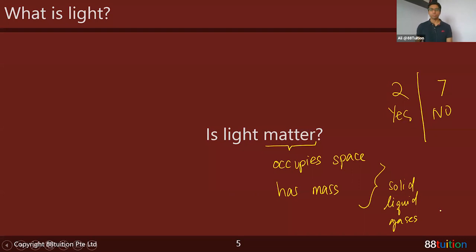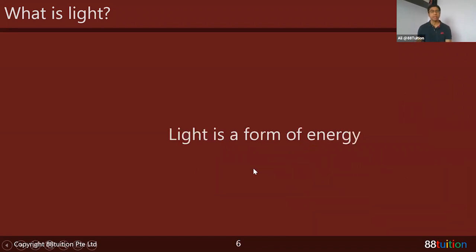Okay, now based on my notes, I think you can find that answer. Light is not matter because it doesn't occupy space, it doesn't have mass, it's not solid, it's not liquid, it's not a gas. Therefore, light is a form of energy. Okay? So we cannot study it as matter, light is a form of energy. Many students, even parents, ask me the question, so is light matter or is it energy? It's energy, okay? Take note of this.